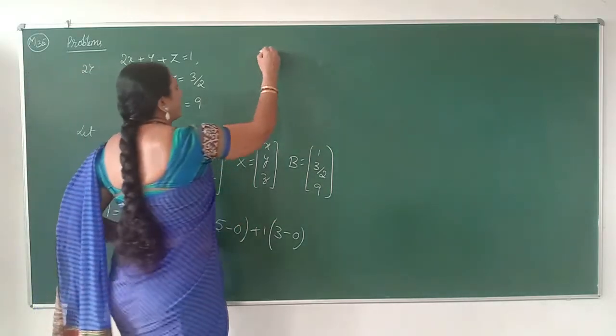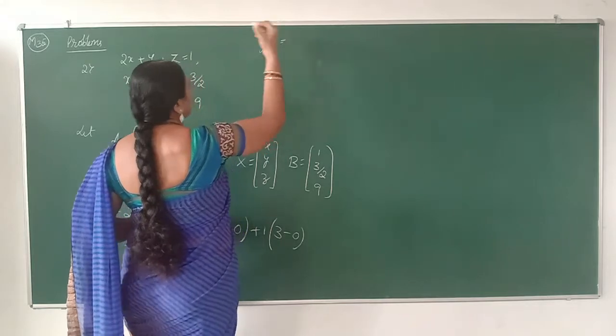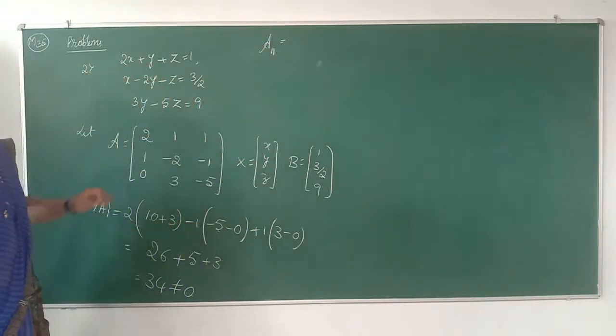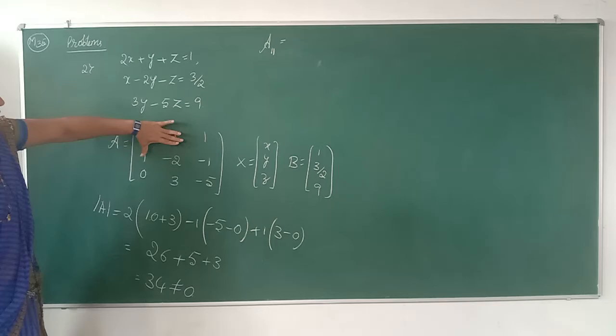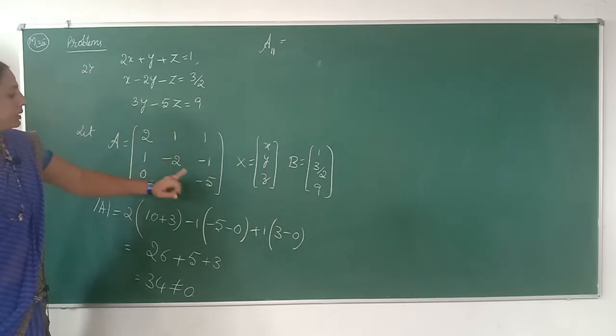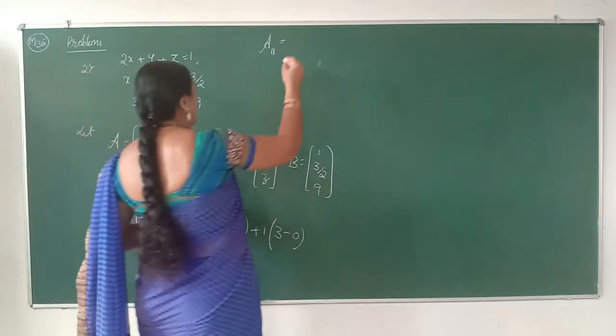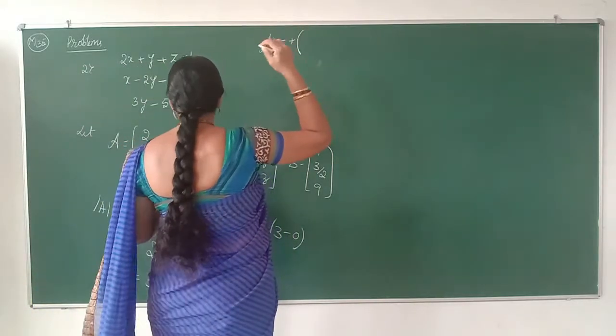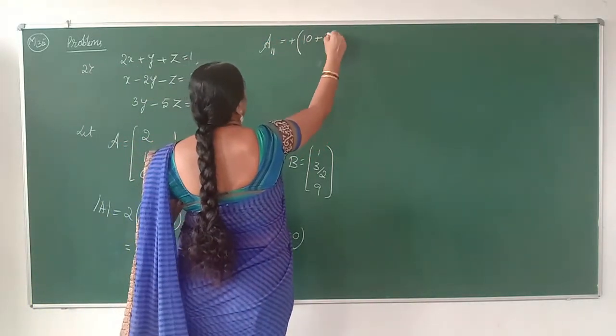Then we will find adjoint of each element of the matrix A. A11. A11 is an element of first row, first column. These are neglected. Remaining are cross multiplied, and it's multiplied by plus. That is 10 plus 3.